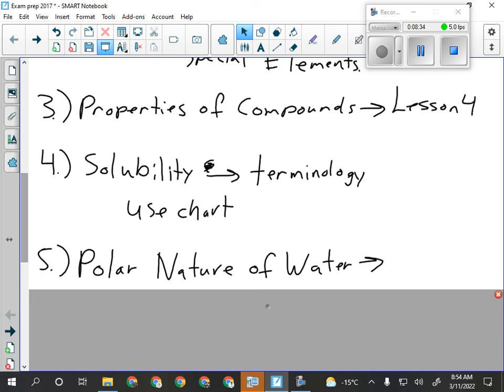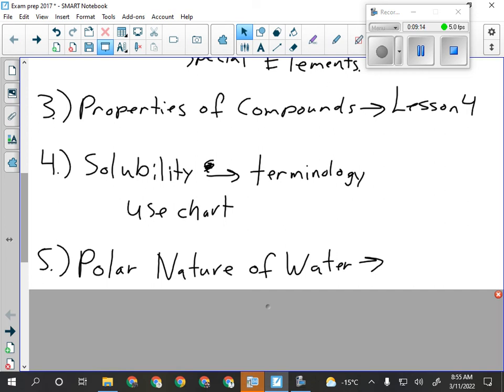Okay, the polar nature of water. There is a written response question about the polar nature of water. In order to answer it, you will need to be able to do the following things. You will need to be able to explain what a polar molecule is, or what it means to be a polar molecule. Okay? That unequal sharing of electrons, that kind of thing. Making one end positive and one end negative, that kind of thing. Okay? Be able to explain what it is.